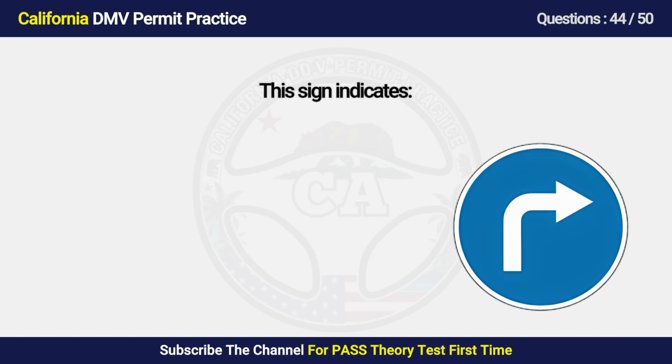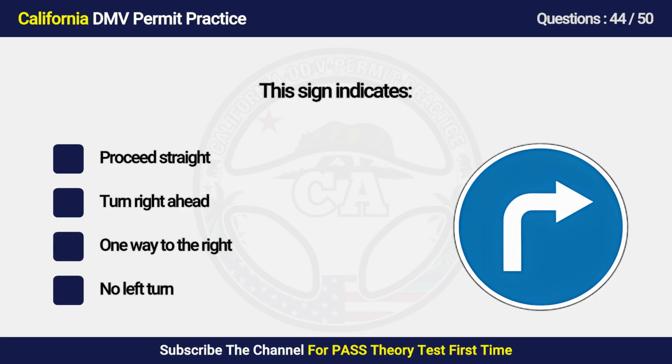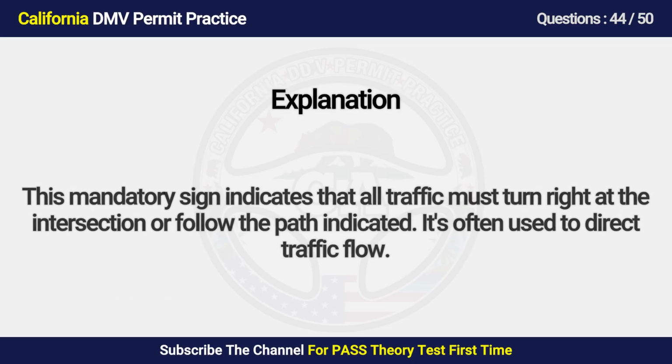Question 44. This sign indicates A. Proceed straight. B. Turn right ahead. C. One way to the right. D. No left turn. Answer is B. Turn right ahead. This mandatory sign indicates that all traffic must turn right at the intersection or follow the path. It's often used to direct traffic flow.